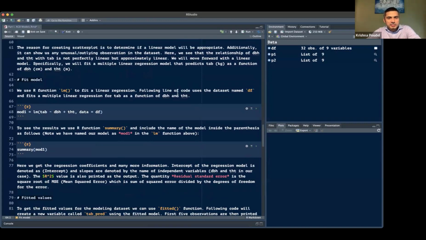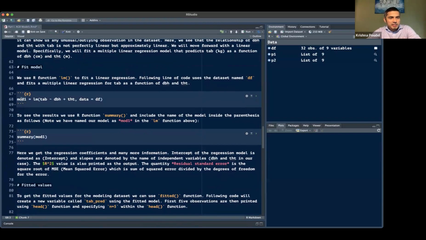to fit linear regression. And here I will name this model as mod1, first model, and lm is for linear model. TAB is our dependent variable. Dependent variable is followed by independent variables. In our case, independent variables are DBH and total height. And the data we are using is df. Okay, so let's run this.